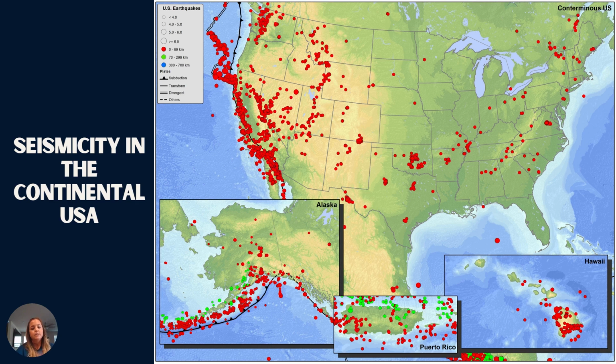So here's a closer look at seismicity in the United States. As you can see, most of the seismicity occurs along our plate boundary. There are a few earthquakes that happen throughout the country. And then we also have a lot in Hawaii because there's a volcano there. And then in Alaska, where we have the Pacific plate subducting beneath the North American plate in that region.